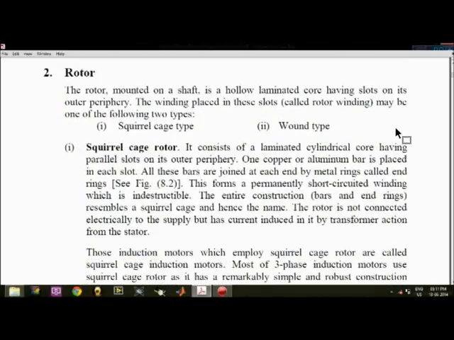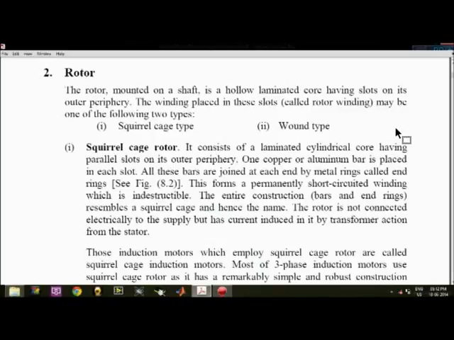Now the second important part is the rotor. This rotor is mounted on a shaft, a hollow laminated core having slots on its outer periphery. It is of two types mainly, squirrel cage type and wound type. The squirrel cage type consists of a laminated cylindrical core having parallel slots on its outer periphery. One copper or aluminum bar is placed in each slot. The entire construction, bars and end rings, resembles a squirrel cage, and hence the name.